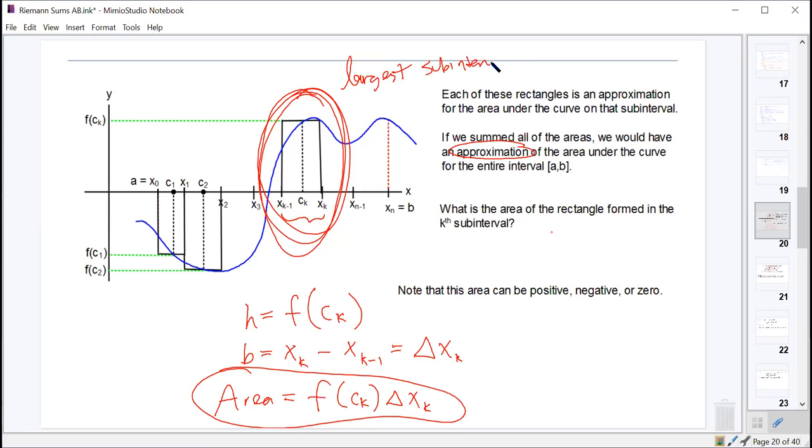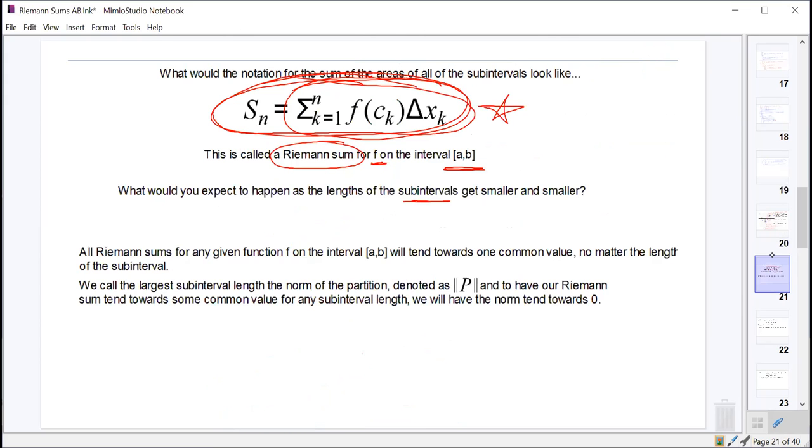we call the norm of the partition. It's called the norm of the partition. And so what we want to do is we want to make the norm of the partition approach 0. And the notation for the norm of the partition is this p within 2 double bars. That's called the norm of the partition. It's the largest subinterval on this partition of our function from A to B. And it's a lot of words and a lot of notation, but that's what it's called. So we want to make the norm of the partition, this double bar P, approach 0.